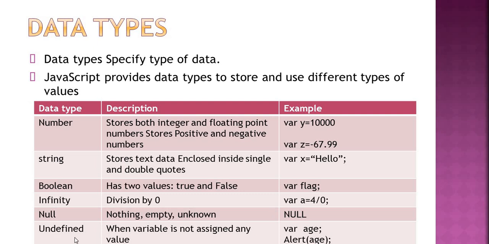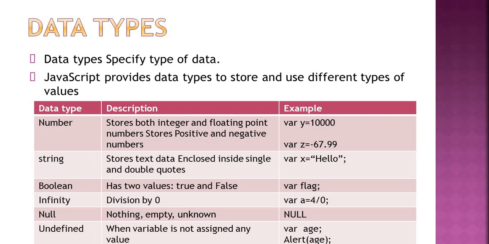Next one, undefined. When a variable is not assigned any value and we are trying to print that, it is going to give the result as undefined. Var age; alert age. In this example, we have defined a variable by the name age. However, age has no value and we are trying to print the value of age using alert, and hence it is going to show us undefined.